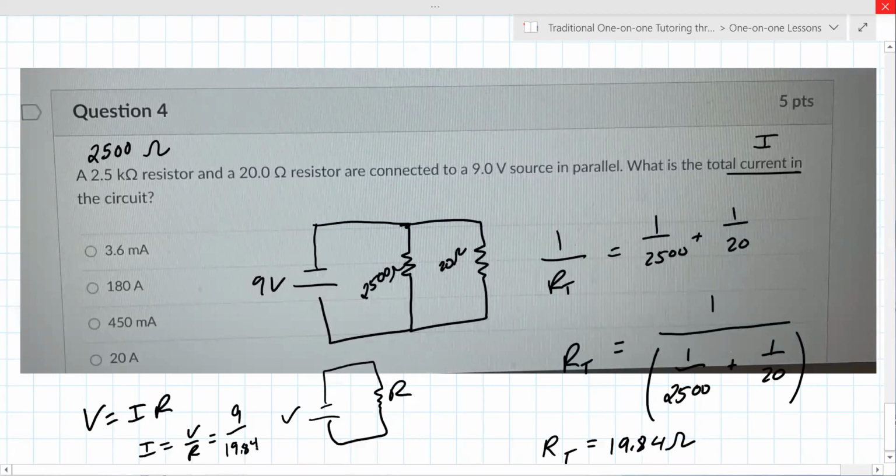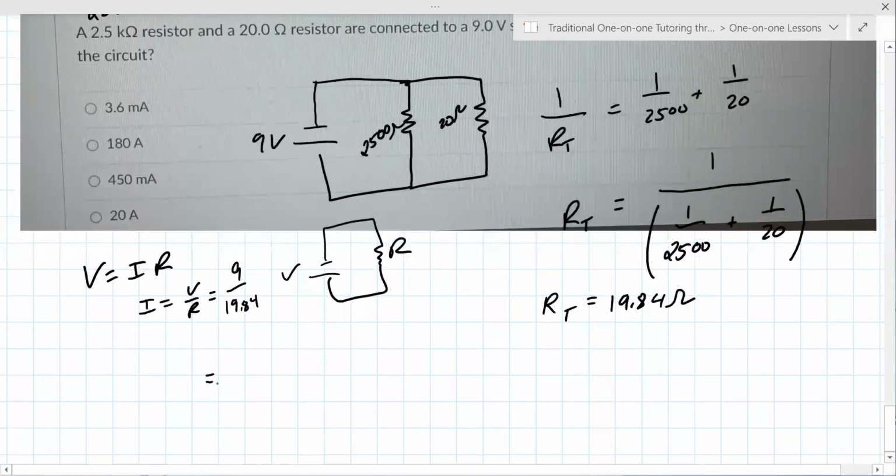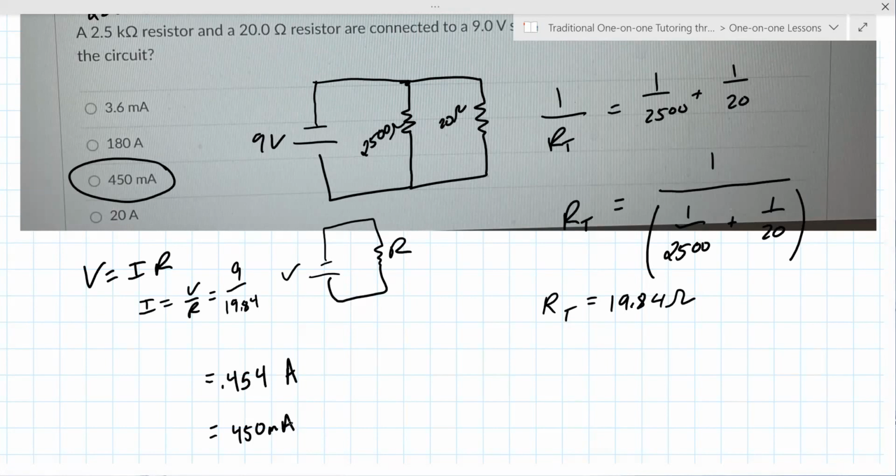Uh-oh. Just looking at it, doesn't seem like it's going to work out. Maybe it does. 9 divided by 19.84. Oh yeah, it does. So this becomes 0.454 amps, which is pretty close to that, 450 milliamps. So they not only have unit conversions, you have to know your Ohm's law stuff. Okay.